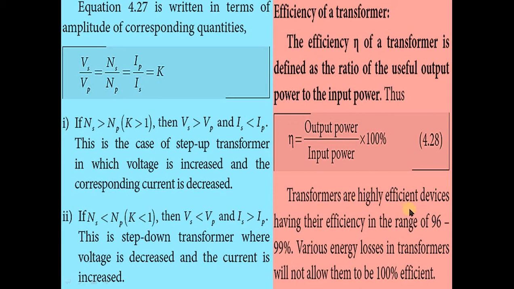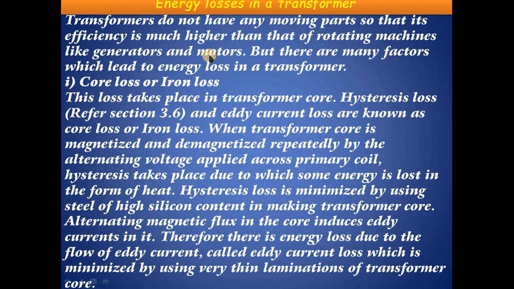Transformers are highly efficient devices having their efficiency in the range of 96 to 99%. Various energy losses in transformers will not allow them to be 100% efficient. So, please note it down. Efficiency of transformer is a very important topic for objective type questions as well as 2-mark questions. The next one is a very important 3-mark topic, energy losses in a transformer.